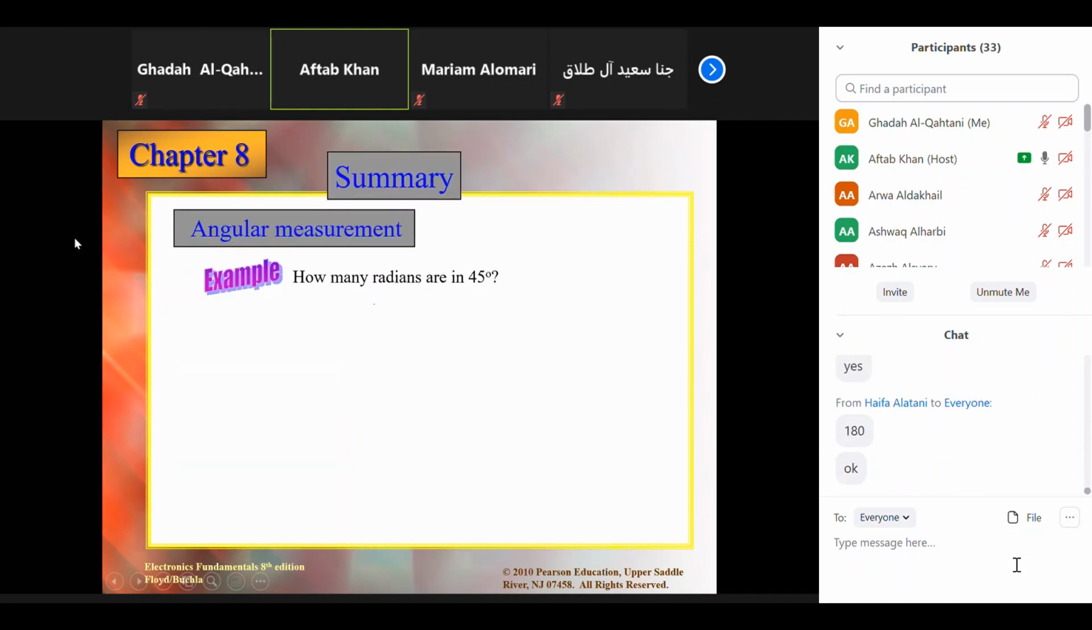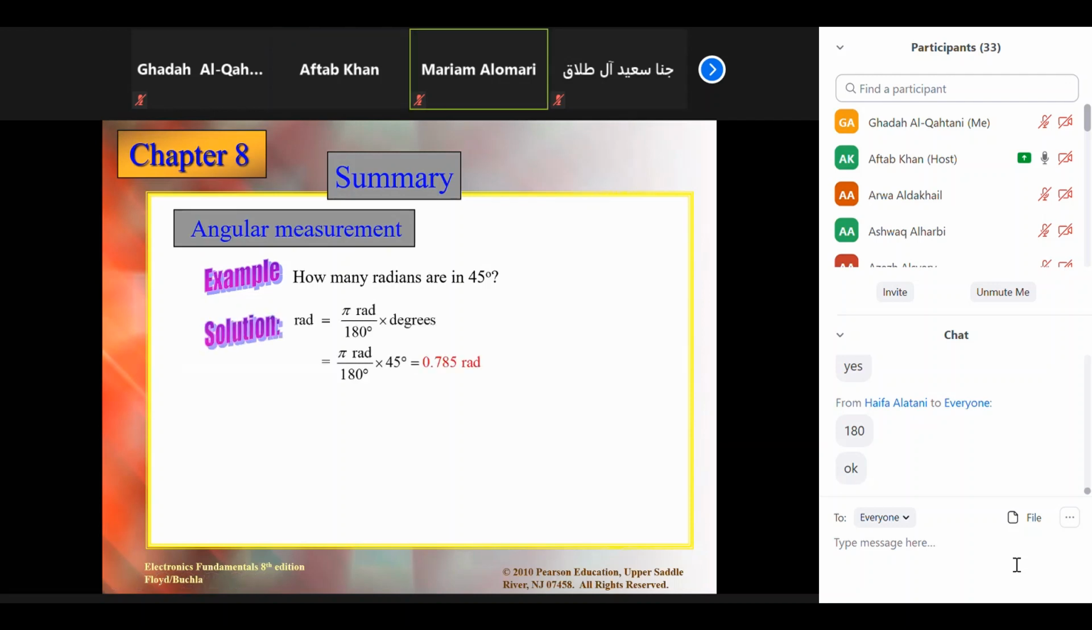If I ask you how many radians are in 45 degrees, it's a simple formula. You know that radians is equal to pi over 180 multiplied by 45. So you can get it this way. The answer is 0.785 radian. Here we can put the value of pi, which is 3.14, and we get the angle in radians, or sometimes it comes in the pi form also. We can also write it in terms of pi.